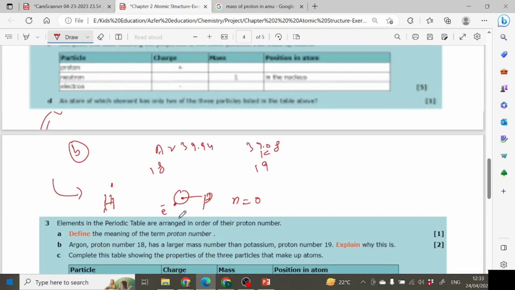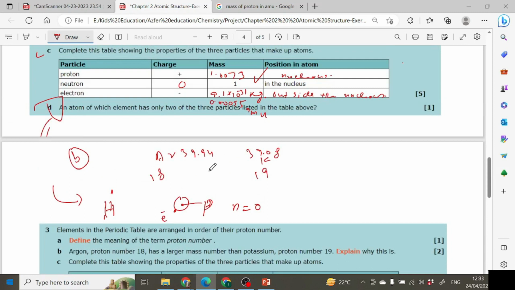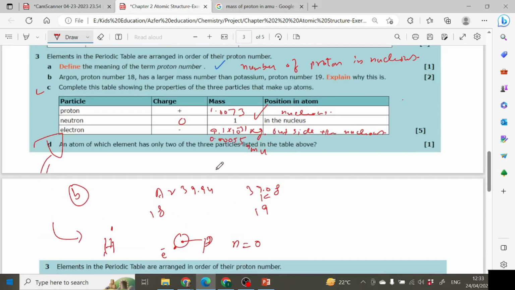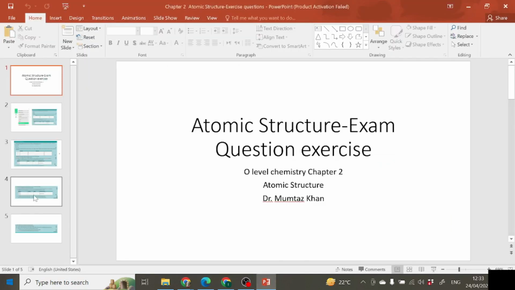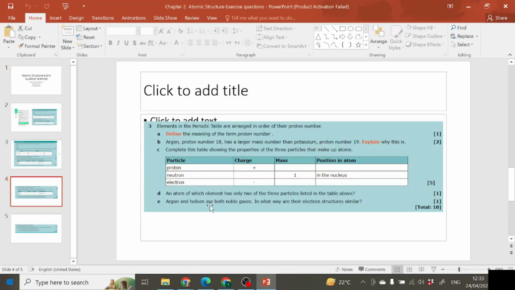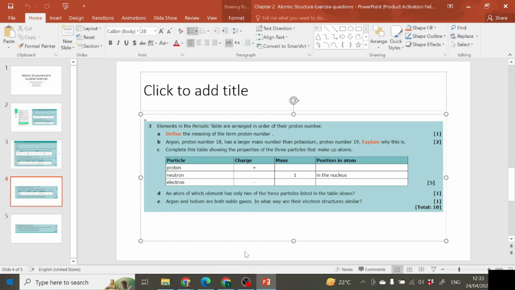Option E. Now we go to option E. Argon and helium are both noble gases. In what way are their electron structures similar? So argon and helium both are noble gases. Their structure is similar because the last shell is complete.